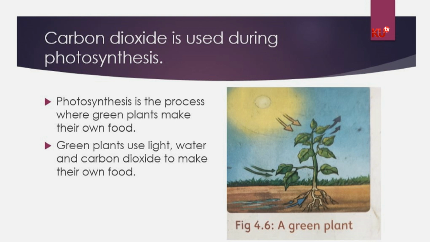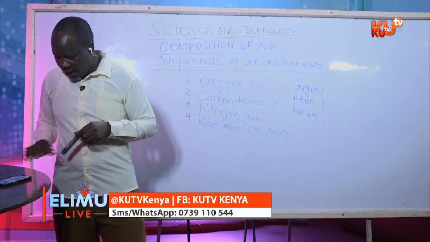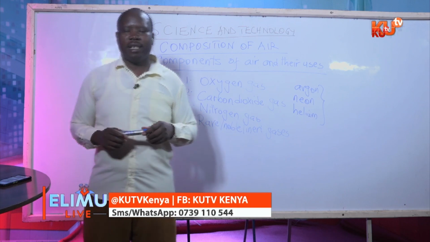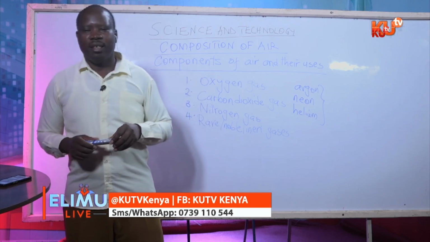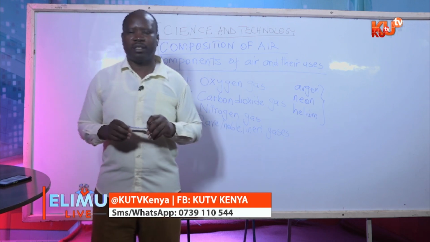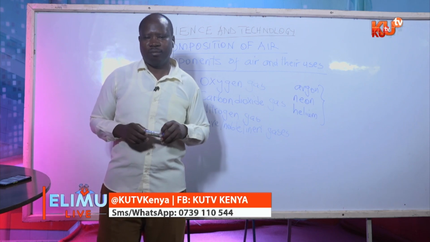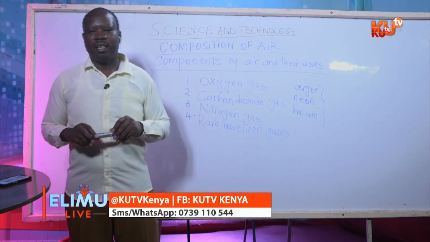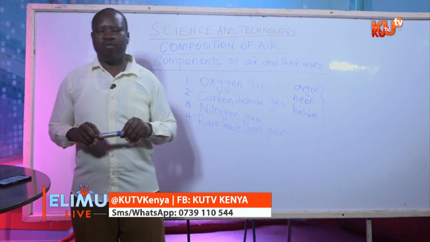We also become healthy. Therefore, the first use of carbon dioxide is that it is used during photosynthesis. That's the first use of carbon dioxide. The second use of carbon dioxide is that carbon dioxide is used to preserve food.